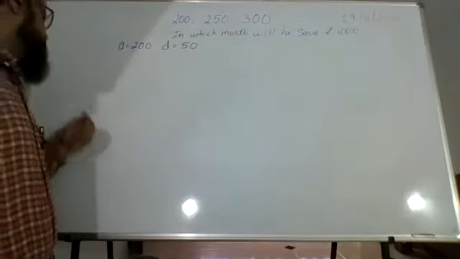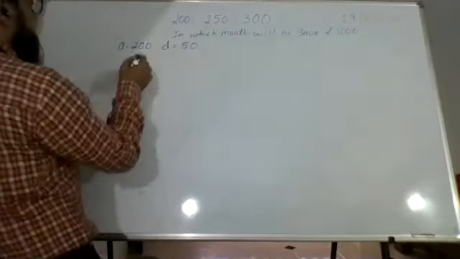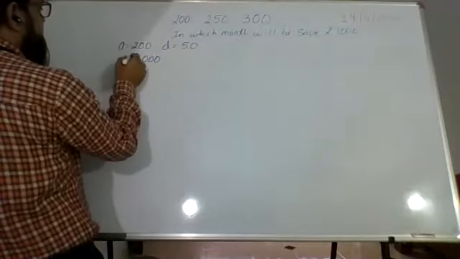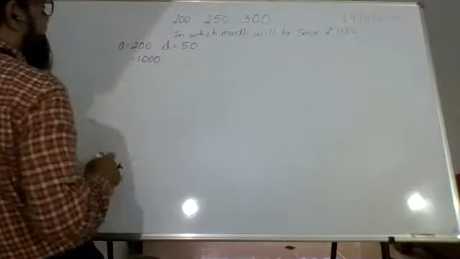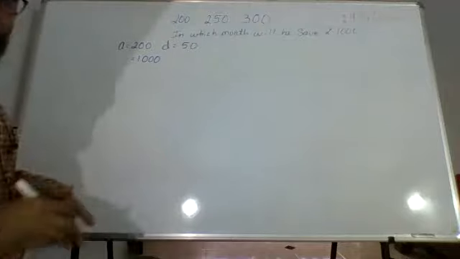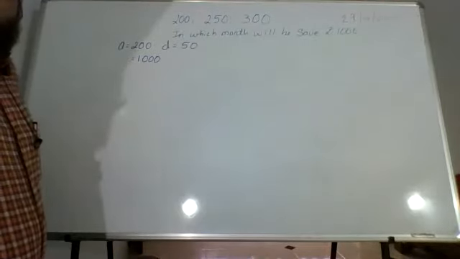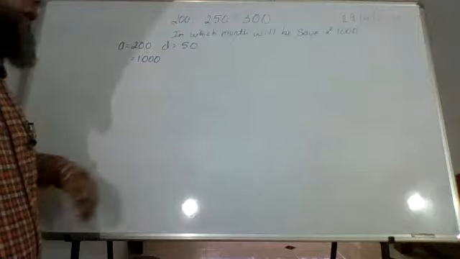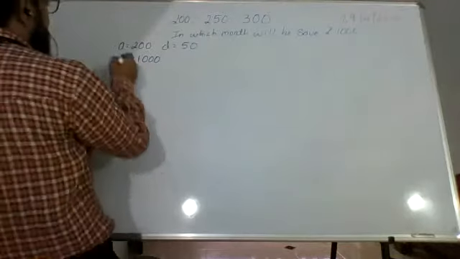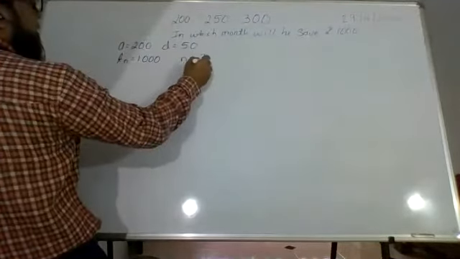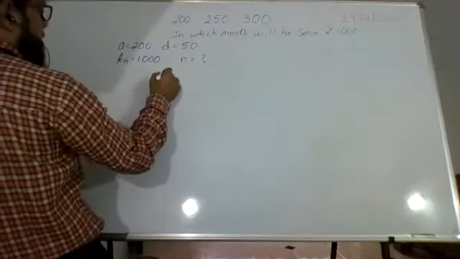Yes, 1000 is given. What is 1000? Is it N, TN, or SN? It is TN, not SN. Okay, then what is to be found? N. Simple.